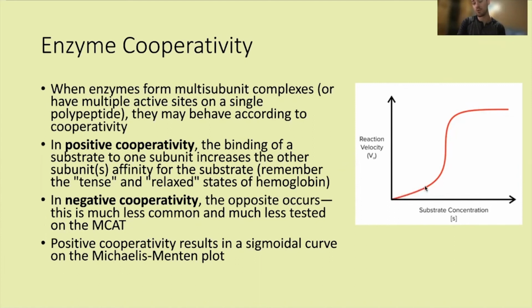But as we add more substrate, because of positive cooperativity, that enzyme is going to increase its affinity for the substrate, and it's going to start binding a lot more quickly. And that's why we see this steep increase. And then obviously we're going to hit our Vmax just like any other reaction. So it levels off right at that Vmax. And that's pretty much why we have this sigmoidal curve for positive cooperativity.